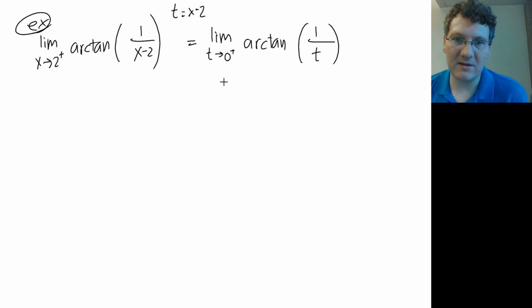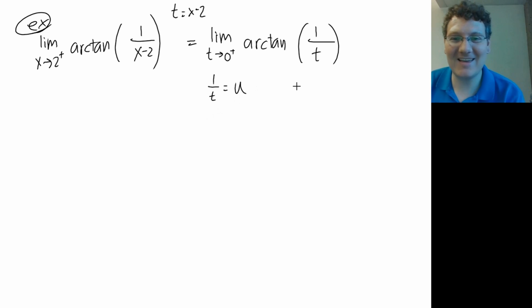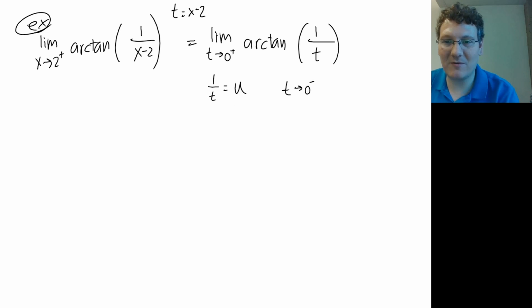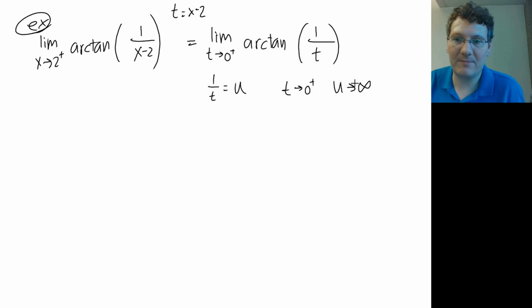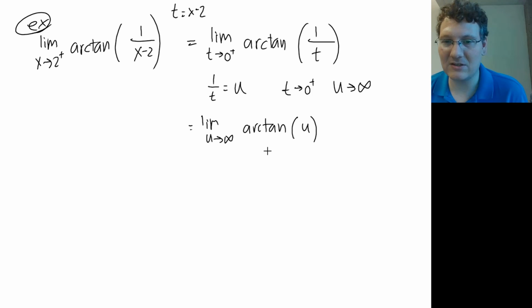So we can also think of this as just taking it one step at a time. If we let 1 over t be some other thing, call it u, then as t approaches 0 from the right, u goes to positive infinity. So this is the limit as u goes to infinity of the arctangent of u. What's the limit of the arctangent?